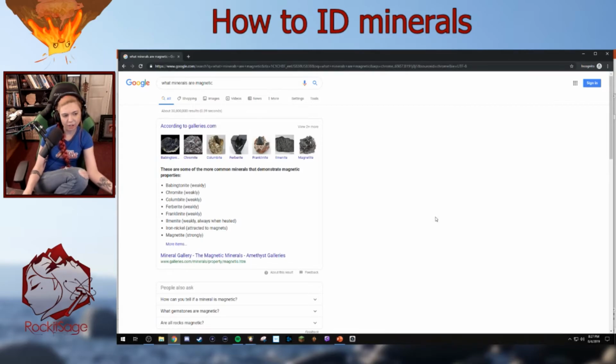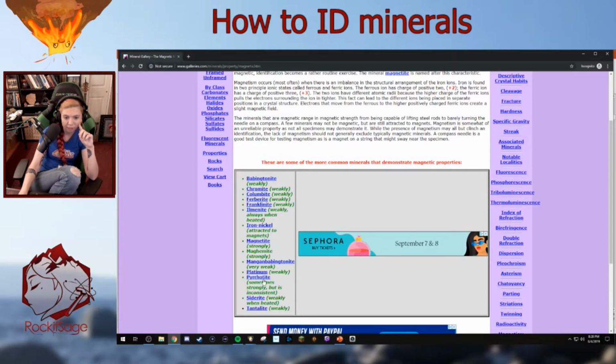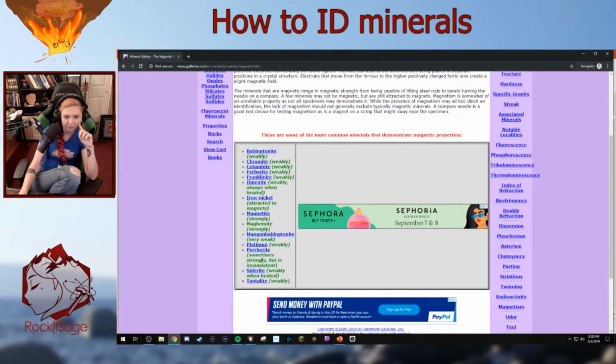Magnetite has iron in it, no nickel. Iron, nickel, and cobalt. I don't remember off the top of my head, and I probably should know, but these are weakly magnetic. Oh, ilmenite only weakly when heated. And iron, nickel, attracted to magnets. Magnetite is strongly. I don't know what this is. Oh, platinum's weakly. Pyrrhotite. But it's inconsistent.